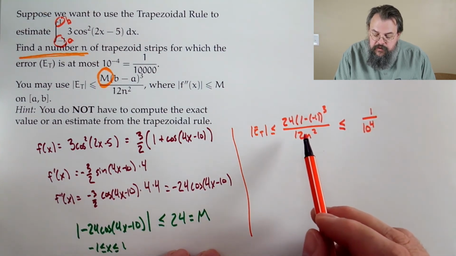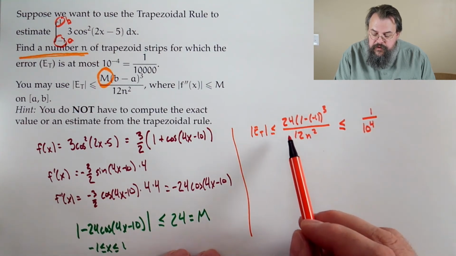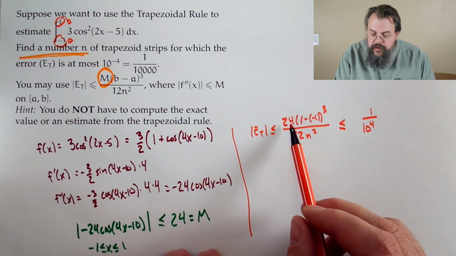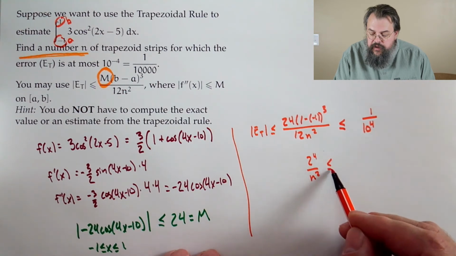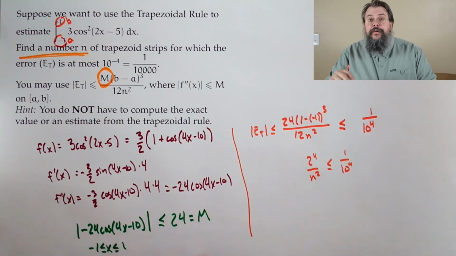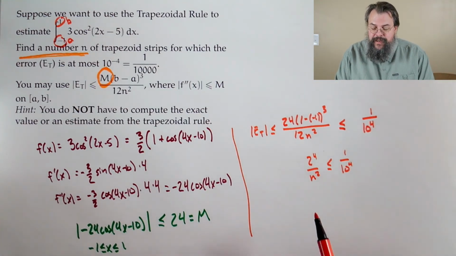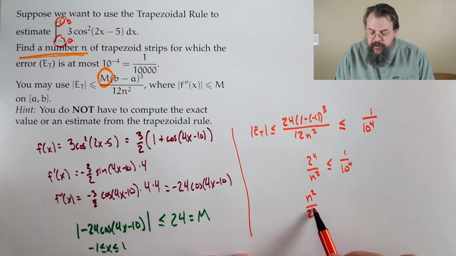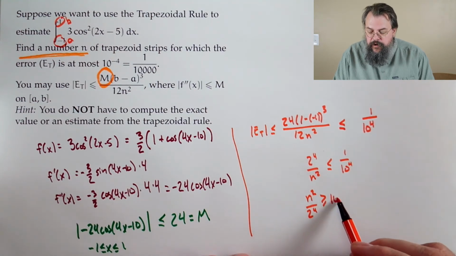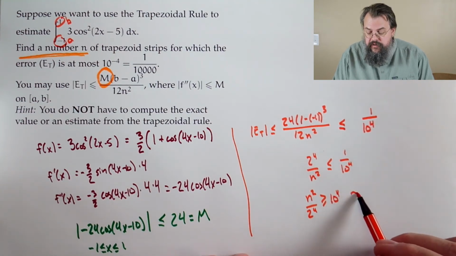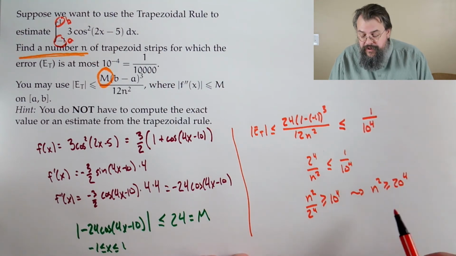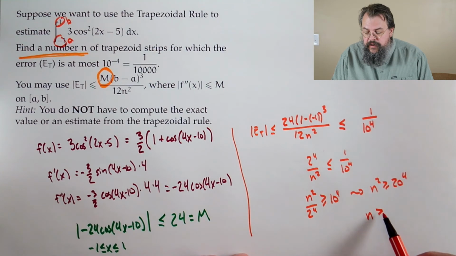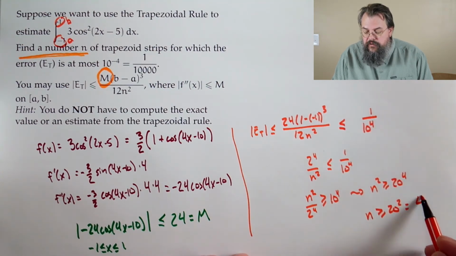Okay, well, we can simplify. 12 goes into 24, that's 2. Then we have 2 times 2 cubed. So we have 2 to the 4th over n squared is less than or equal to 1 over 10 to the 4th. Flip both sides. n squared over 2 to the 4th is greater than or equal to 10 to the 4th. That would do it. Multiply across. n squared is greater than or equal to 2 to the 4th times 10 to the 4th, which is 20 to the 4th. Take the square root, and that says n is greater than or equal to 20 squared, or 400.